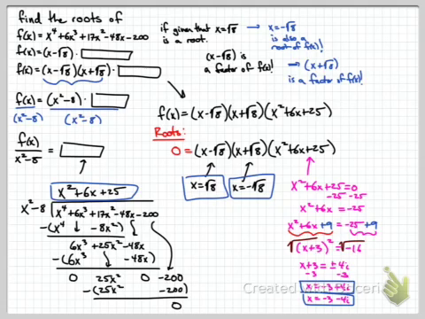Now here's the deal. Note that of these 1, 2, 3, 4 roots, 2 of them involve imaginary numbers, and 2 of them are actually real numbers. So note to self, this implies that the graph of f of x will have only 2 x-intercepts.